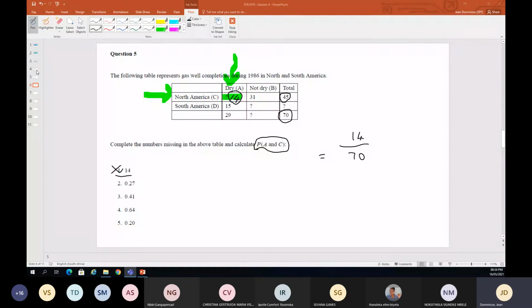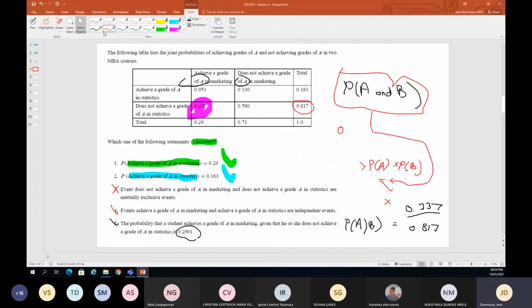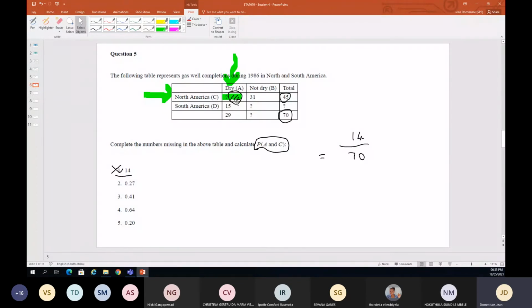So if we go back to this, that would have been the same. Whatever that would have been in a number, it would have been that number divided by the total to give you the 0.53. So for this question, exactly the same: 14 divided by the 70 to give you the probability of A and C. And if you do that, 14 divided by 70 will give you the 0.2, which is option 5.